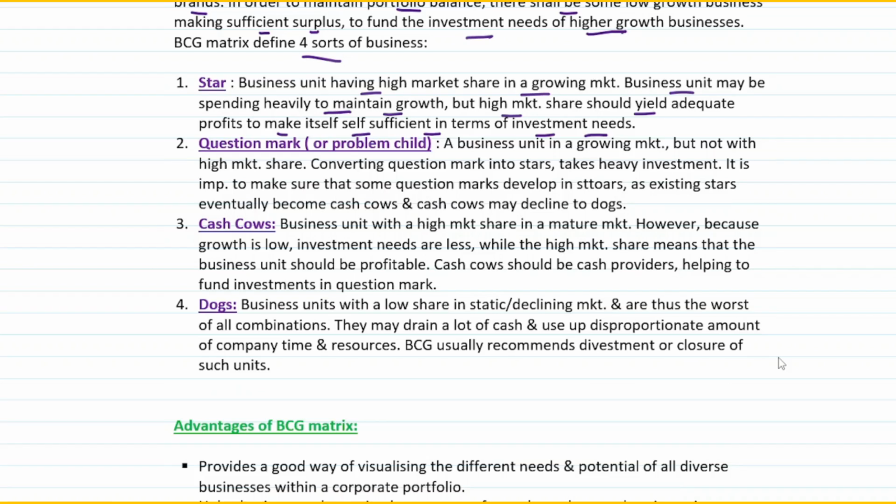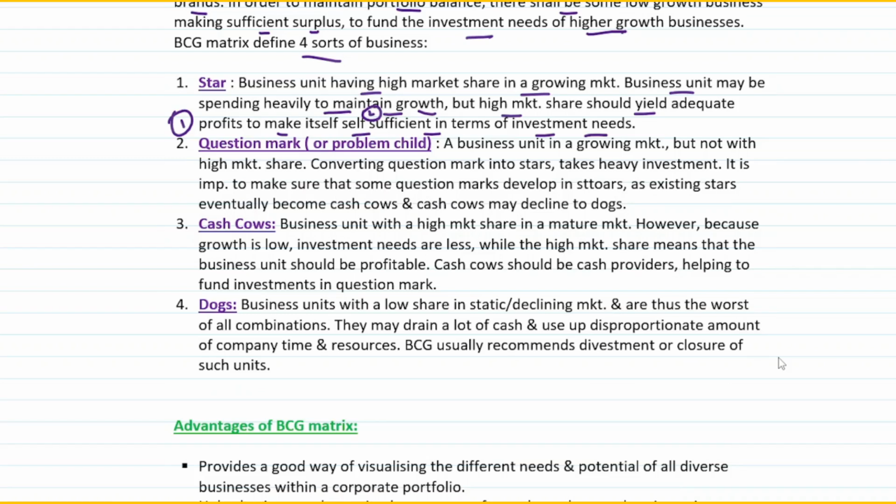So a star says a business unit having what? High market share in a growing market. That we have already understood. The business unit may be spending heavily for what? To maintain growth. But high market share should yield what? So growth will be very much intact in a star business. But if you have a high market share, then you should be able to yield adequate profits and you should be self-sufficient. So two things. One, you should be able to make adequate profits, and you basically should be self-sufficient for what? For meeting your own investment needs. So that's what a star is all about.